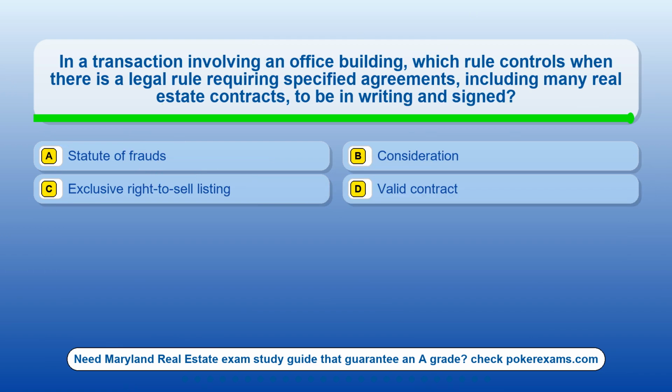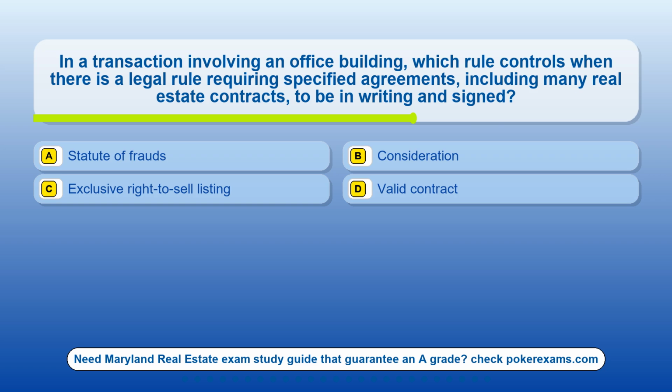Question 22. In a transaction involving an office building, which rule controls when there is a legal rule requiring specified agreements, including many real estate contracts, to be in writing and signed? Option A, statute of frauds. Option B, consideration. Option C, exclusive right to sell listing. Option D, valid contract.